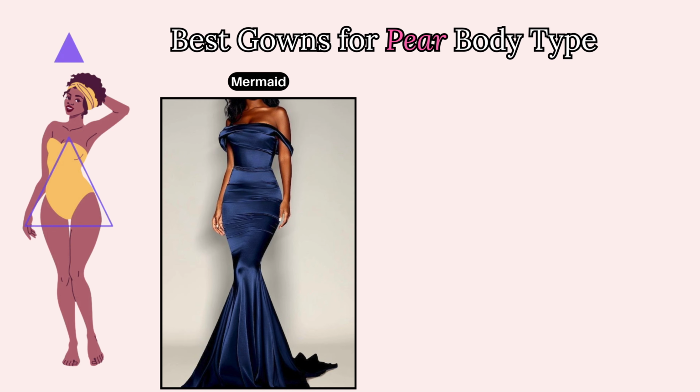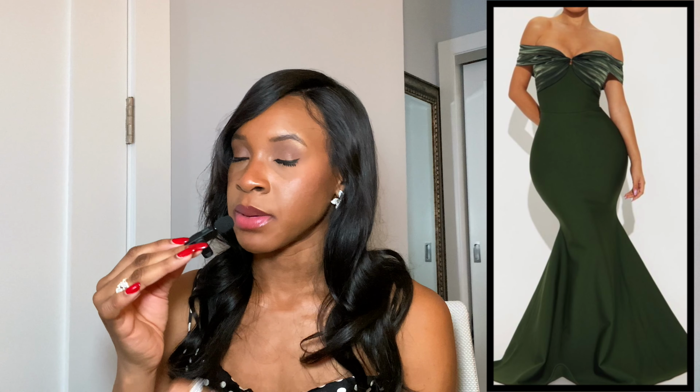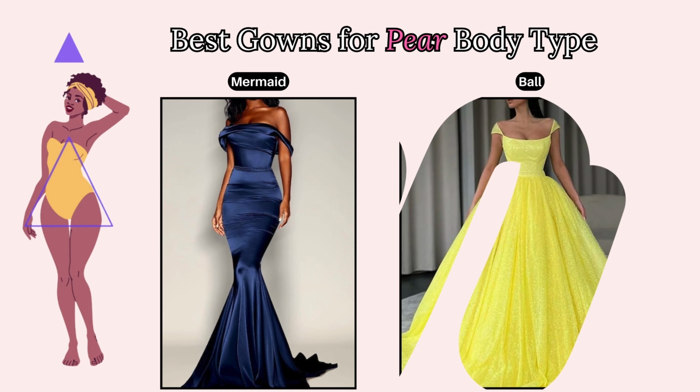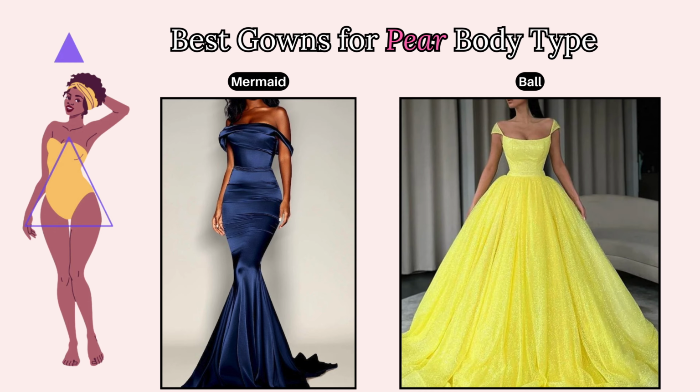Mermaid also works well. It's usually a fitted bodice, and it has dramatic details on the lower part of the dress from the knee to the ankles. This silhouette also highlights the defined waist, but just look for styles with upper bodies that work well with the Pear body.